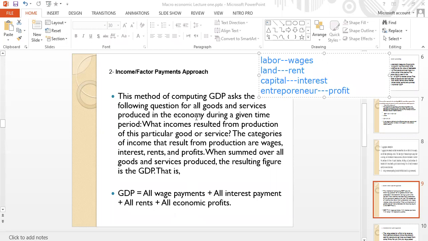We have some statistical discrepancy, like a small error. That's the difference between the two methods, but they are roughly equal.